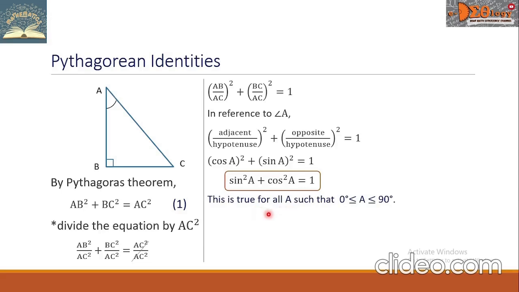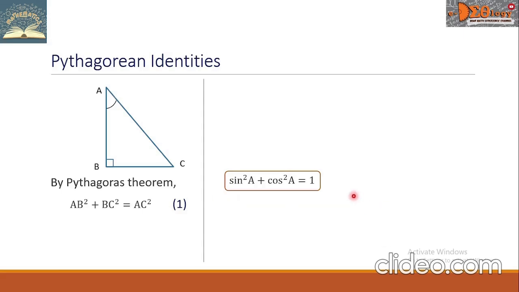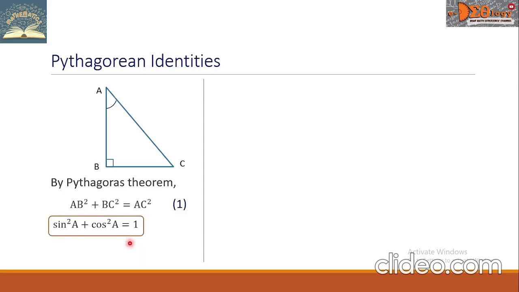This is true for all angle A such that A is more than or equal to 0 degrees and A is less than or equal to 90 degrees. Let us copy this identity down here. Now let us derive the second Pythagorean identity.